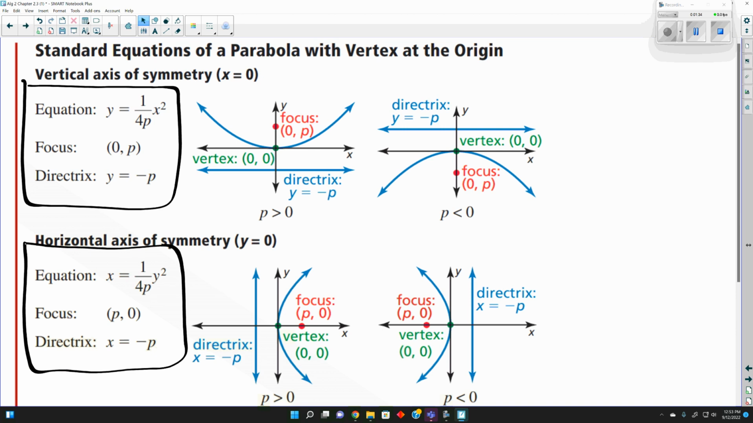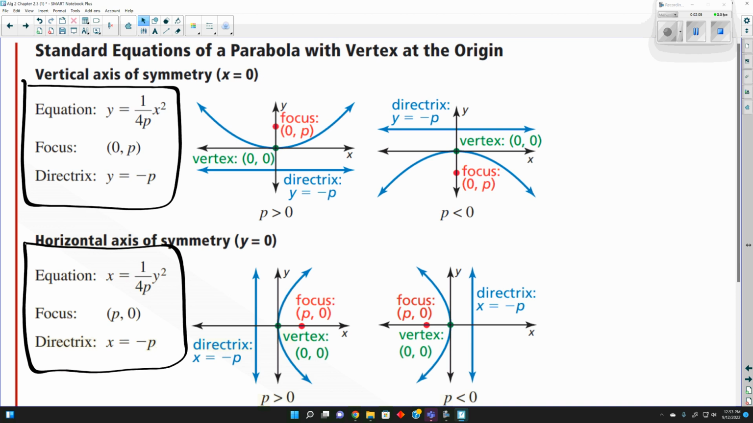So when we have an equation in the form of y equals 1 over 4p x squared, the focus is going to be the point 0 comma p. And the directrix is the equation y is equal to negative p. And it works out that the axis of symmetry is the equation x is equal to 0. And this here is for when the vertex is the point 0, 0. The vertex is at the origin.